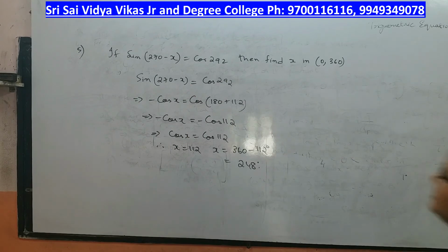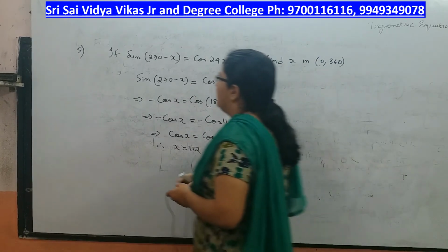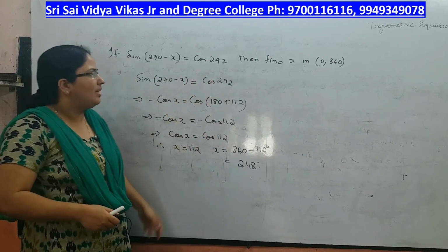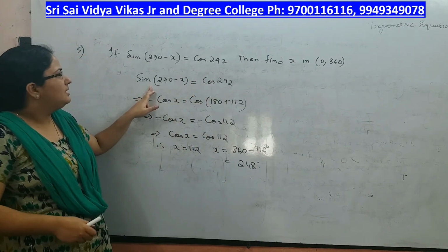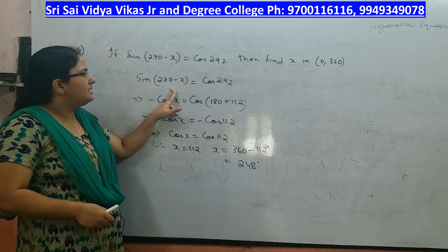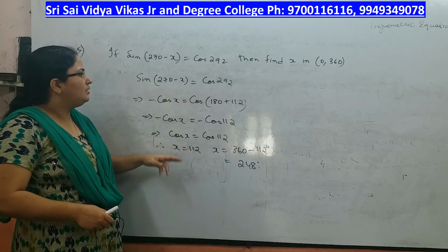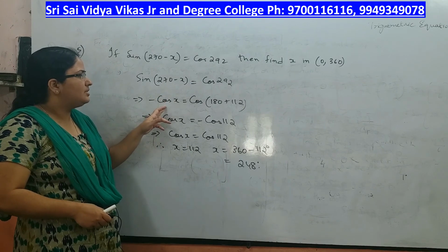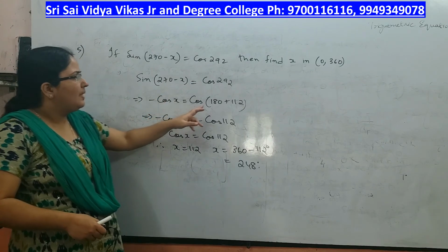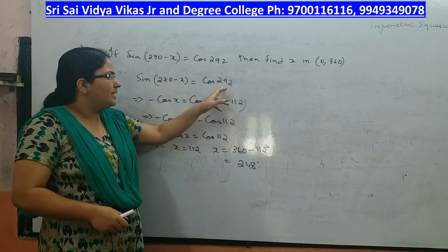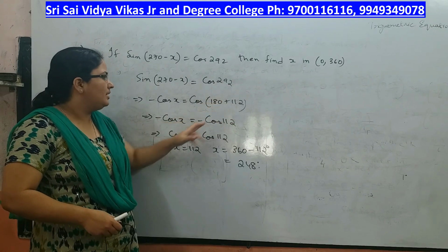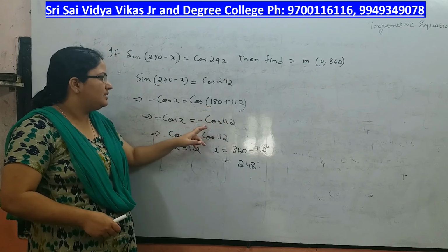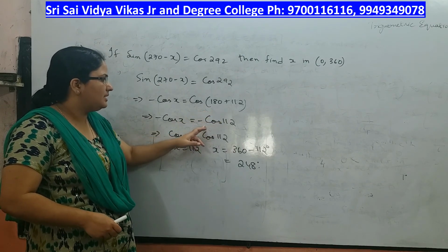Here is our next problem: sin of 270 minus x is equal to cos 292. We have to find the value of x. Sin of 270 minus theta is minus cos theta, so it is minus cos x is equal to cos 292. 292 can be written as 180 plus 112. Cos of 180 plus theta is minus cos theta, that is minus cos 112.